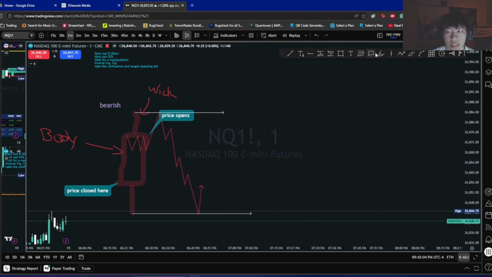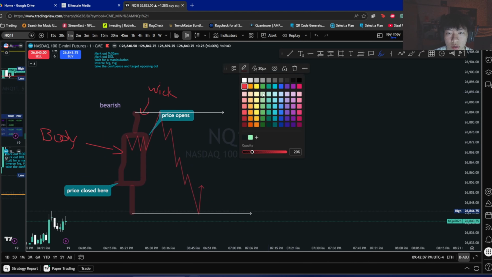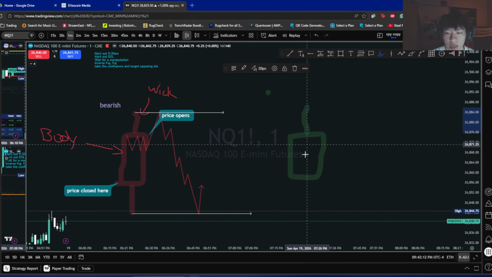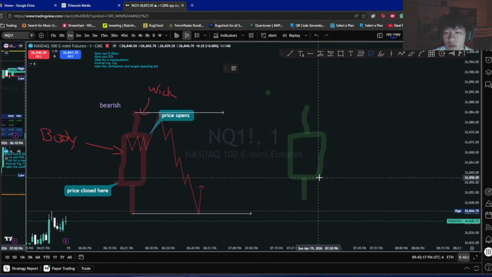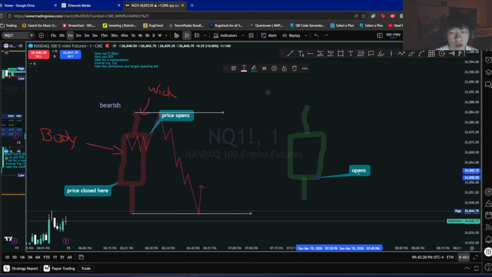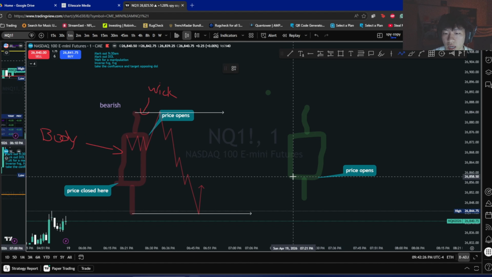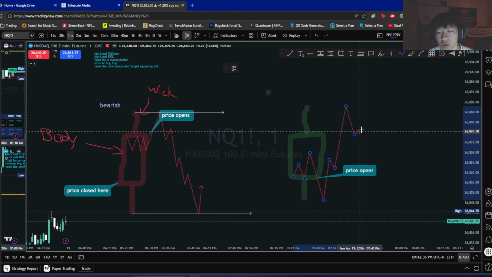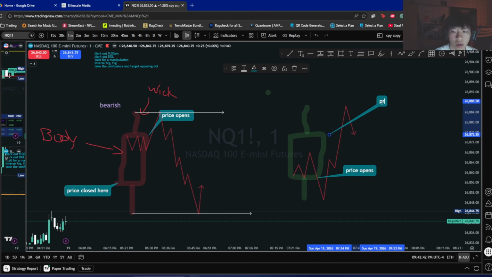Now, bullish is exactly the same thing, except it is now green on your chart. It's going to look basically the same as the bearish candle, except price opens here. So let's say 12:01, price opens here. And then inside of this 1 minute, let's say 15 seconds in, it comes up. 30 seconds in, it makes this low. 45 seconds in, it makes this high. And then at 12:02, this candle closes right here. So this is where we get our price close.